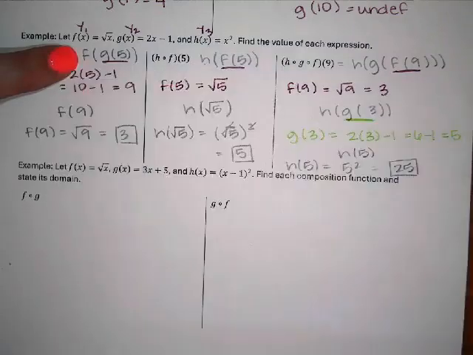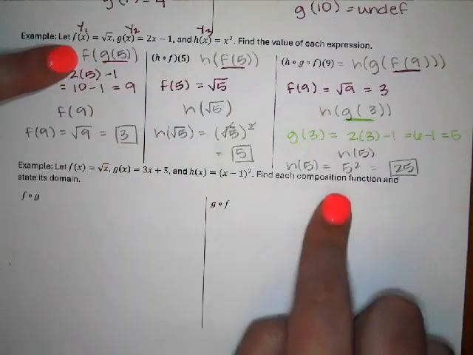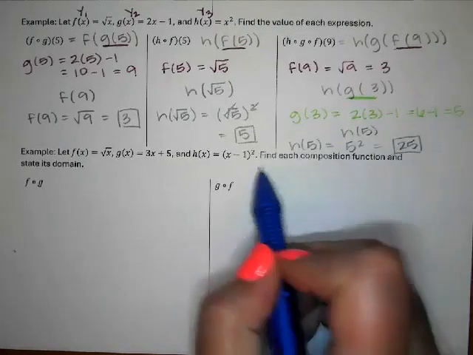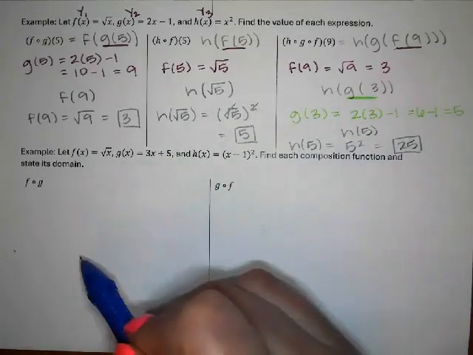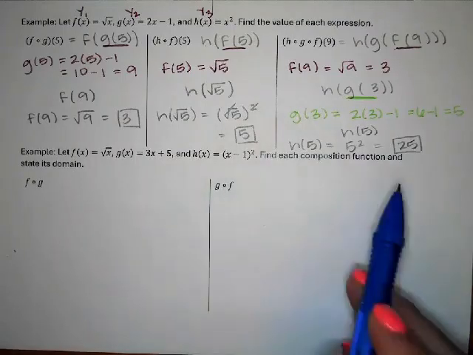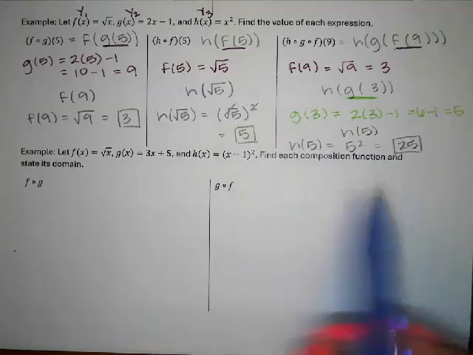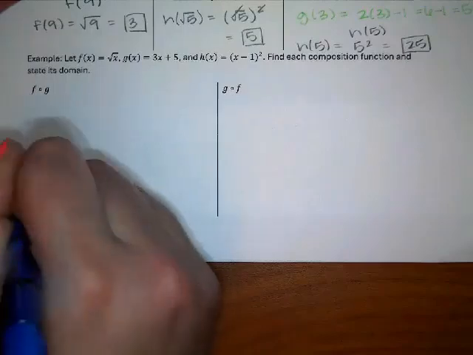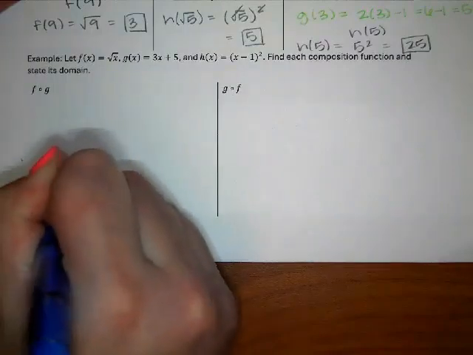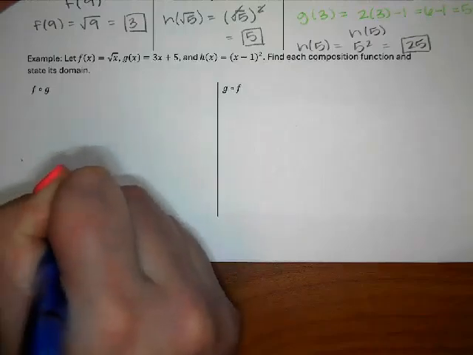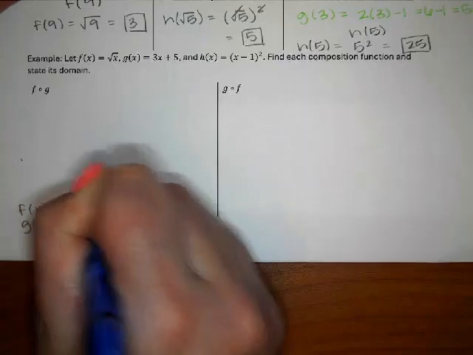Okay. Next, it says find each composition function. We're not plugging in numbers this time. We're just doing the composition. Find each composition function and then state the domain. Okay, so we're going to do kind of what we did last time. We're going to start down here. f of x is square root x. g of x is 3x plus 5. h of x is x minus 1 squared.